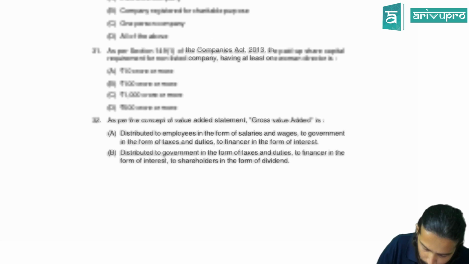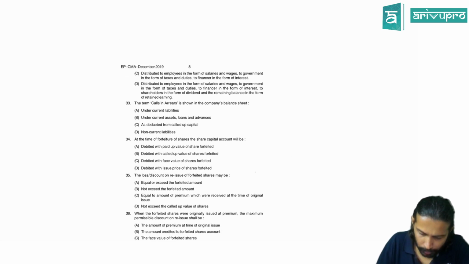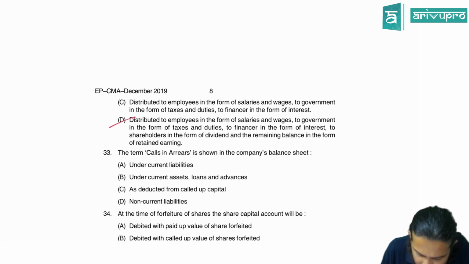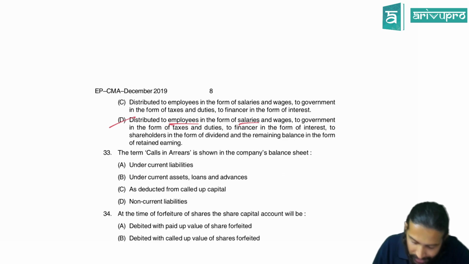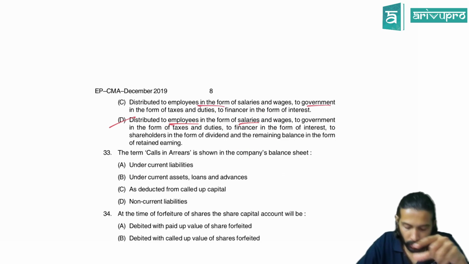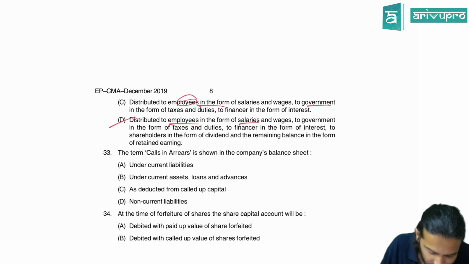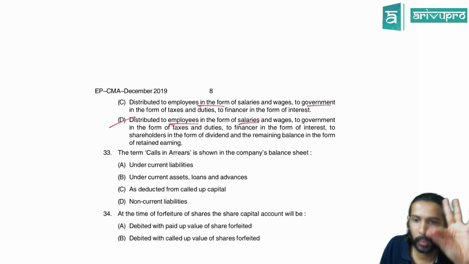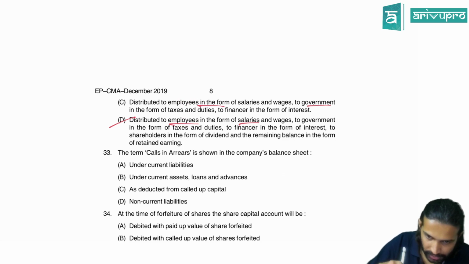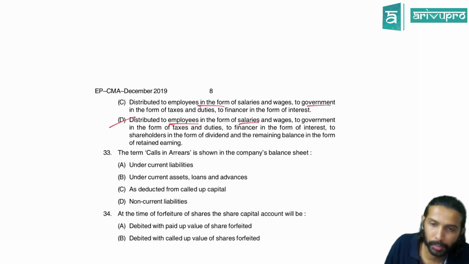So they've given various options here. Directly we'll go for this option because I have seen this: distributed to employees in the form of salary. They've given various options. All look right, but this looks more comprehensive. Here they've just given employees and government. Do you prepare a value added statement showing value added only for employees and government? No. You have to show value added for employees, government, providers of finance. All the things have to be shown. Hence, D should be the right option.